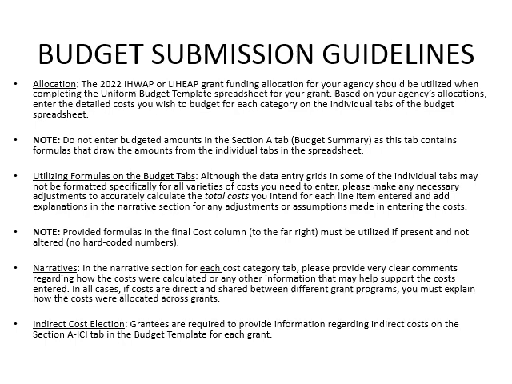The narratives. In the narrative section of each cost category tab, please provide very clear comments regarding how the costs were calculated or any other information that may help support the cost entered. In all cases, if costs are direct and shared between different grant programs, you must explain how the costs were allocated across grants. The indirect cost allocation. Again, grantees are required to provide information regarding indirect costs on the Section A-ICI tab in the budget template for each grant, and ICI stands for indirect cost information.